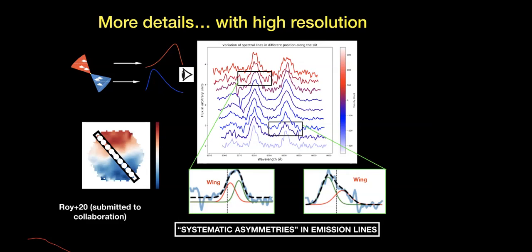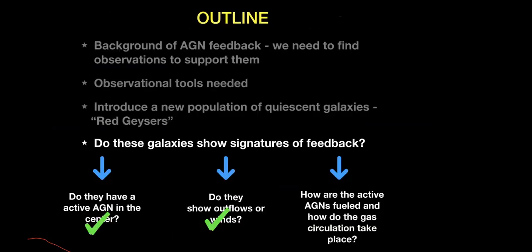So this systematic asymmetry in emission line is great, because this is what we predicted from this geometry, and you cannot reproduce this kind of change in asymmetry with any other configuration. So we are confident that these are winds at this point. Now, we have already talked about how they have an active AGN in the center, and red geysers show outflows or winds.